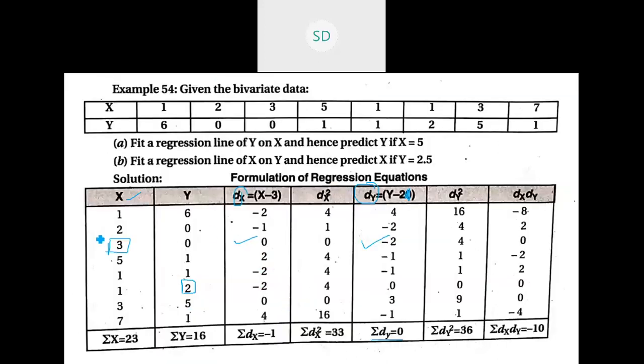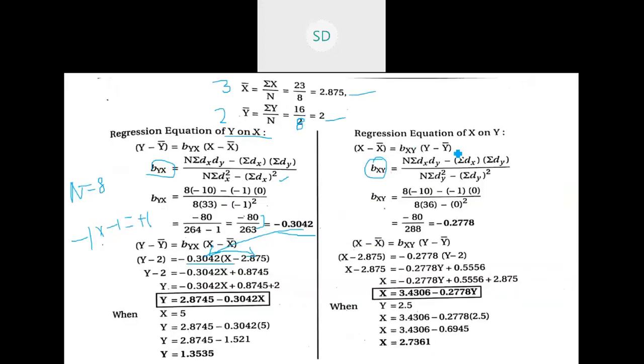And in the question they have asked us to predict y if x is 5. So in the place of x we have to substitute 5, and then we are supposed to calculate the value of y, and that is what we have done. So in the place of x we have put 5, and when you multiply and then subtract here, you get the prediction value of y.